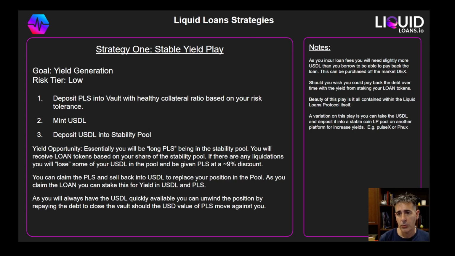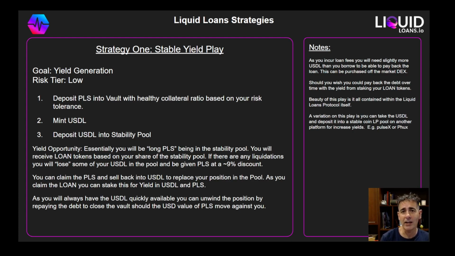All right, should you wish, you could also pay back the debt over time using yield from the loan token. So remember we said you're going to be getting some yield generation in the form of the loan token, but it's actually a pretty useful token. You can put that into the staking pool on the protocol, and when you do that, you get given more yield. You get given yield in terms of Pulse when there's a liquidation event or a redemption event, or you get given USDL when people are generating a loan.